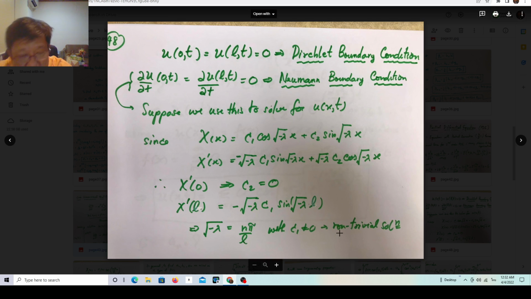And the same way that we are doing with this condition here, you get the square root of minus lambda equal to n pi divided by L, where c sub 1 can be non-zero. This is the only way that you get a non-trivial solution, right? The other way, you have to make c sub 1 equal to 0, which leads to a trivial solution. That's not what we are looking for, okay.